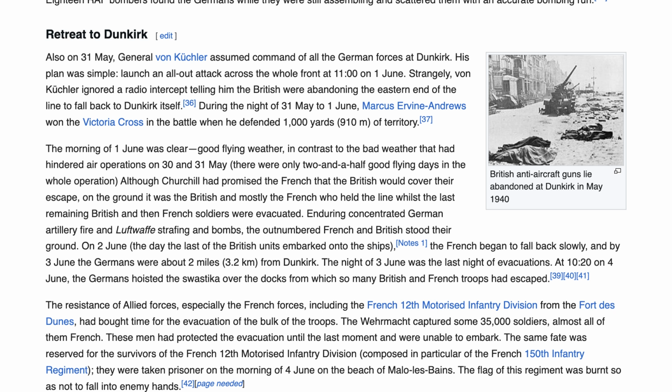The same fate was reserved for the survivors of the French 12th Motorized Infantry Division, composed in particular of the French 150th Infantry Regiment. They were taken prisoner on the morning of the 4th of June on the beach of Malo-les-Bains. The flag of this regiment was burnt so as not to fall into enemy hands.